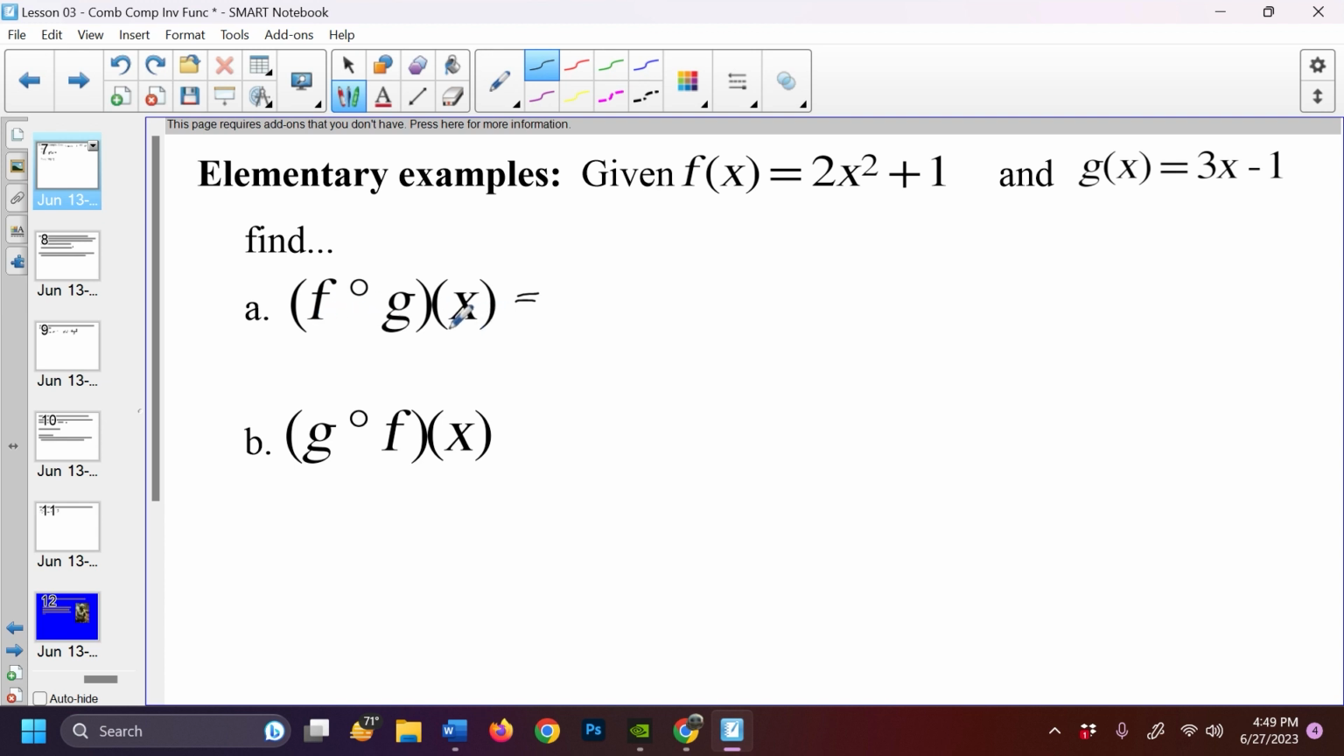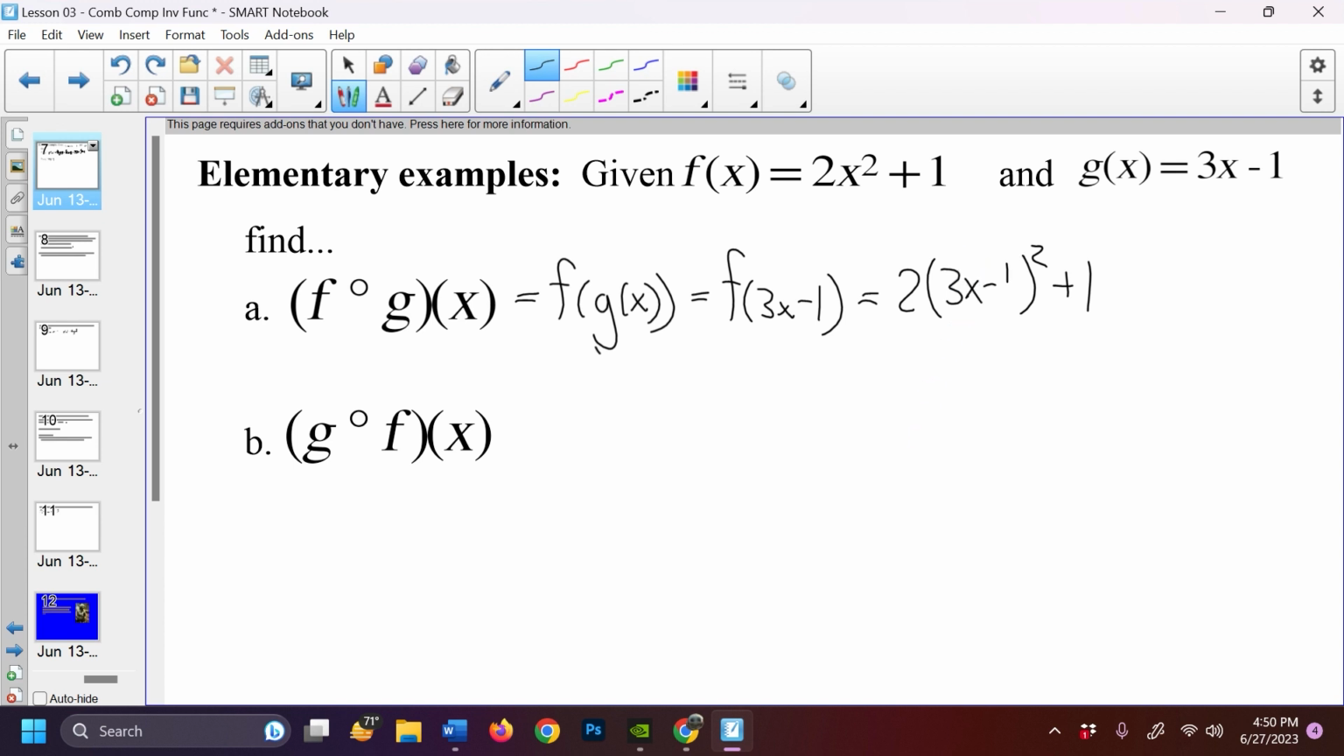So if I am asked to compose this, this is f with the g function plugged in. Now the g function is defined here as 3x minus 1. So we're going to plug that in for g, and I'll have 3x minus 1. And then f of x is defined as 2 times something squared plus 1. In this case, that something is 3x minus 1.